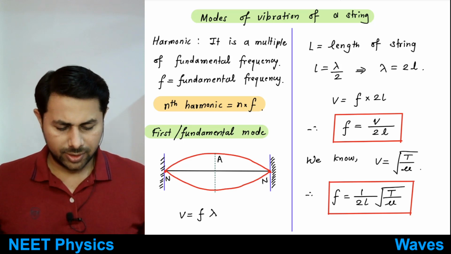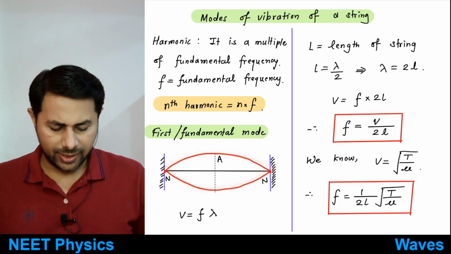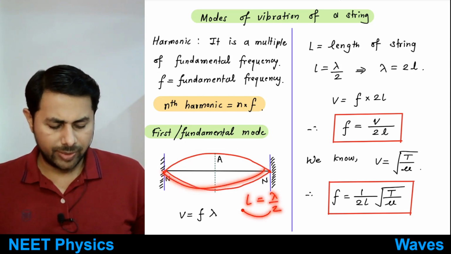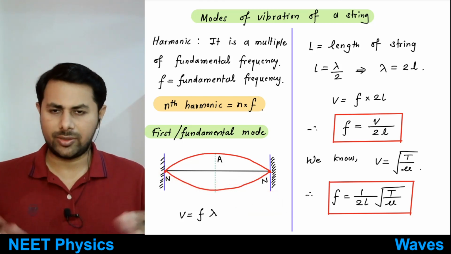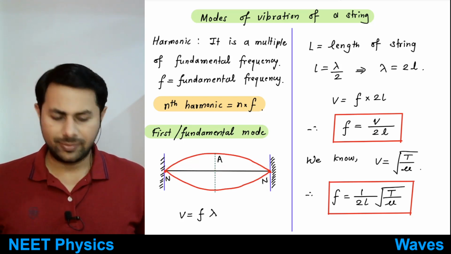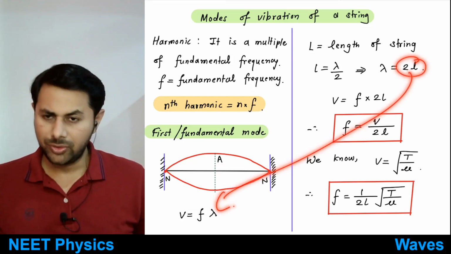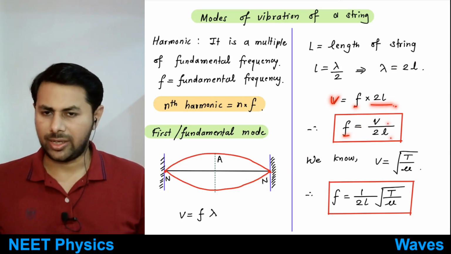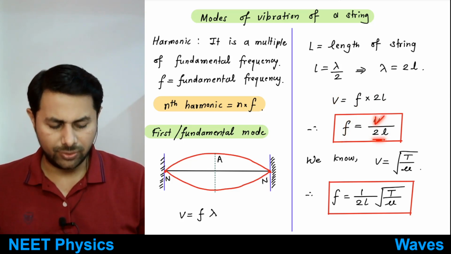Then this lambda can be written as, the length of the string here would be equal to lambda by 2. So what would be lambda? Lambda is equal to 2 times L. Since the length of the string is equal to lambda by 2, lambda is equal to 2L. You can substitute that here. So you get v is equal to f times 2L, or f is equal to v upon 2L. The frequency of the fundamental mode is just v divided by 2L.